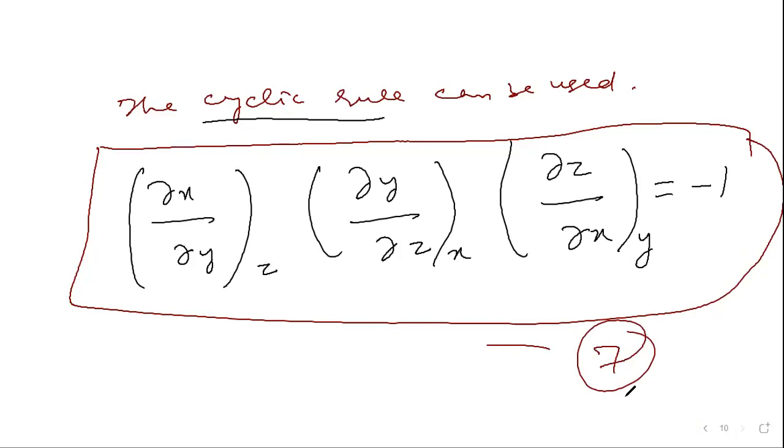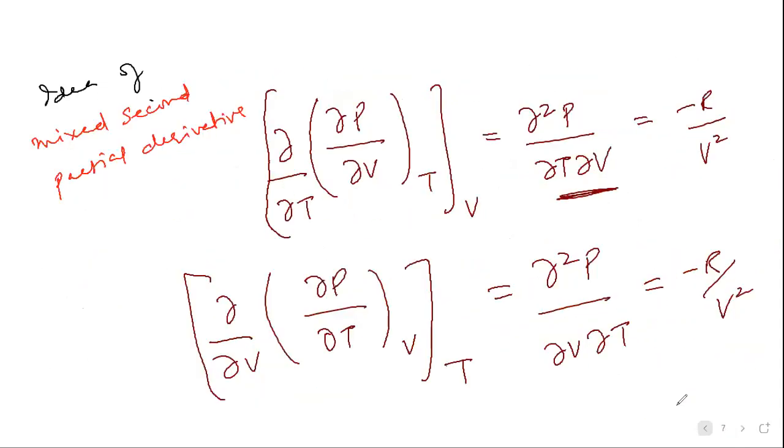What I'm writing is the partial derivative of x with respect to y keeping z constant, times the partial derivative of y with respect to z keeping x constant, times the partial derivative of z with respect to x keeping y constant, is -1. So I stop here. I will continue with this. You need to remember these things. I will summarize a bit.